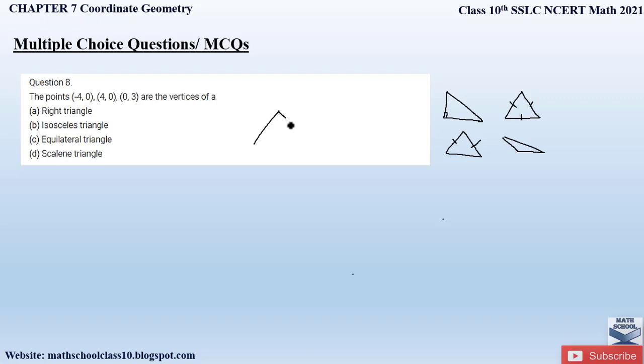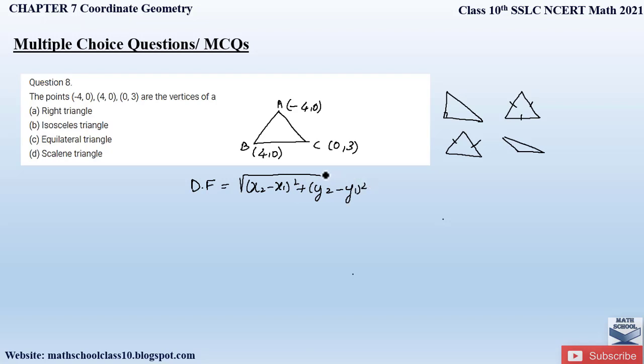So let us assume a triangle ABC. So let us take point A as minus 4, 0, point B as 4, 0 and point C as 0, 3. Again, we will apply the distance formula for each side, which is given by square root of x2 minus x1 the whole square plus y2 minus y1 the whole square. So no need to write the formula again and again. If you know the formula directly, you can apply here. Okay, so let us find out the side AB by again taking point A as x1 y1 and point B as x2 y2.